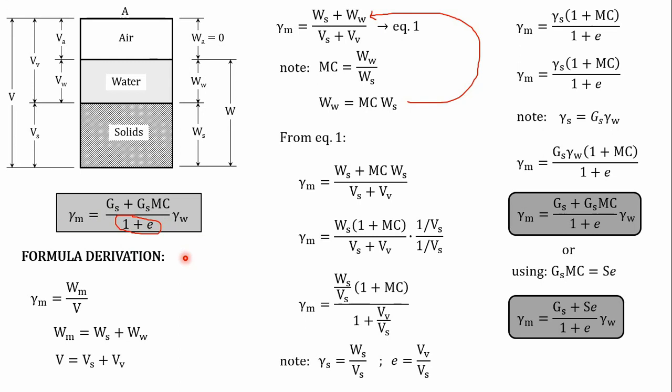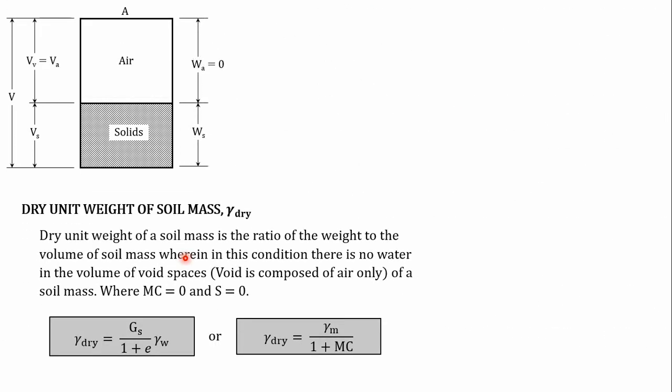How about if soil is dry? Meaning dry, wala siyang tubig. So what is dry unit weight? Dry unit weight of a soil mass is the ratio of the weight to the volume of soil mass, wherein in this condition there is no water in the volume of void spaces. Void is composed of air only.